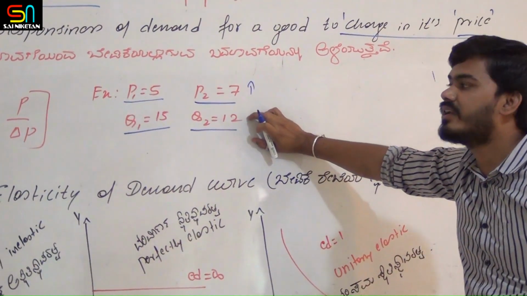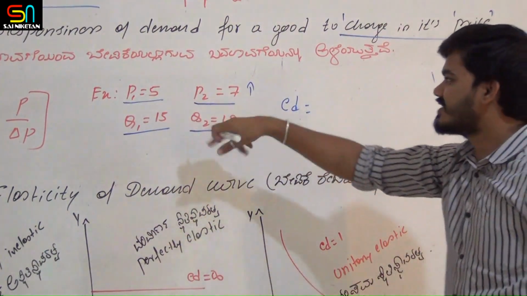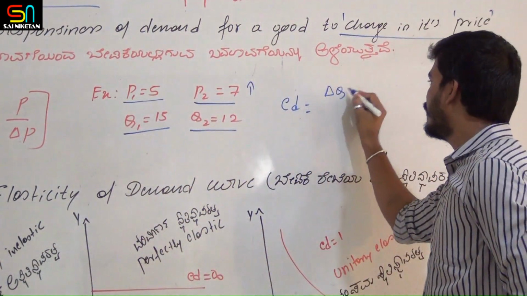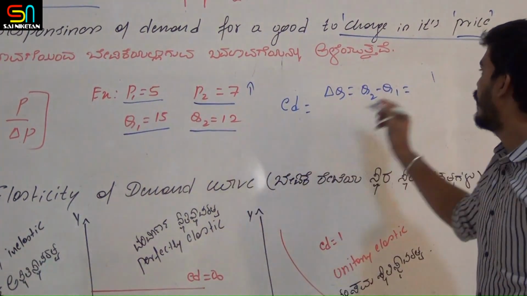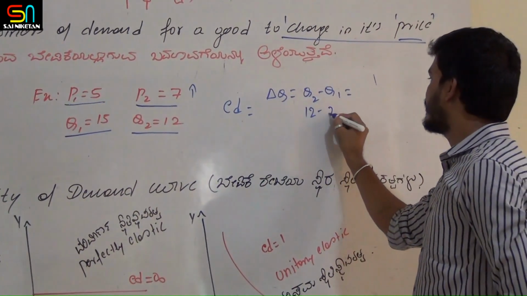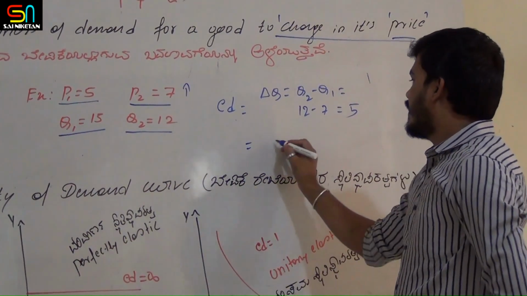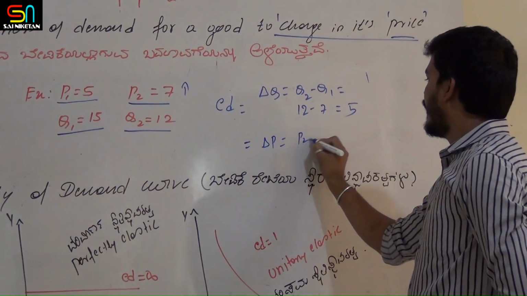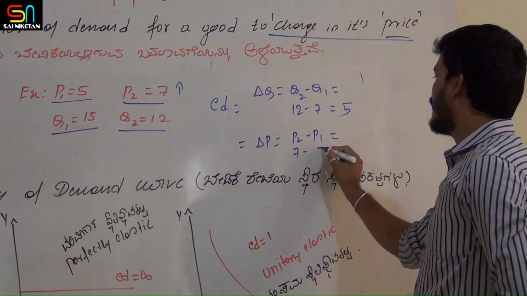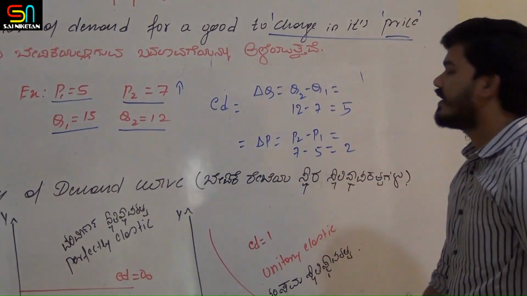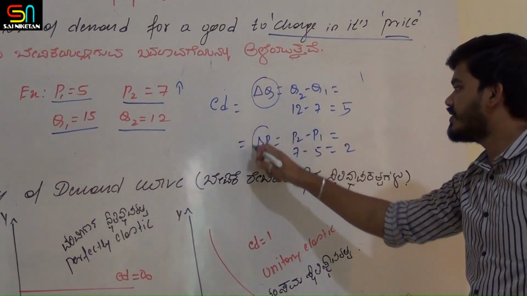So how can you now calculate the elasticity of demand? The elasticity of demand formula, which you already know, starts with change in Q. How can you calculate change in Q? It is nothing but Q2 minus Q1. What is Q2 here? 12 minus 15. How much do you get? 3, right? Then how can you calculate the change in P? P2 minus P1. P2 is 7 rupees here, and P1 is 5. You will get 2 here. Is it clear? So you get the change in Q and also the change in P.